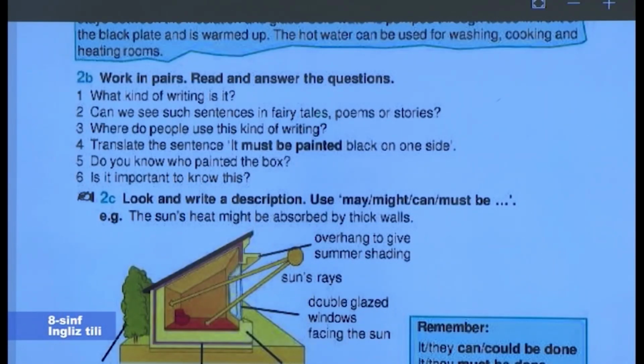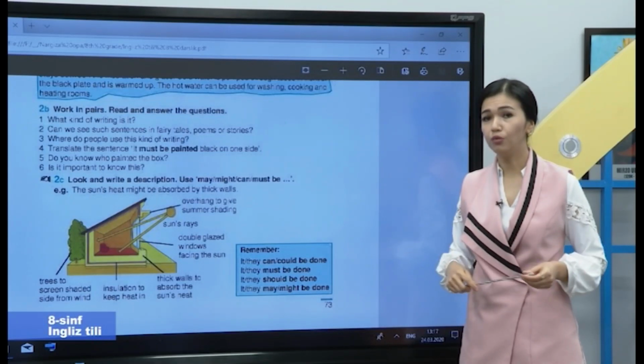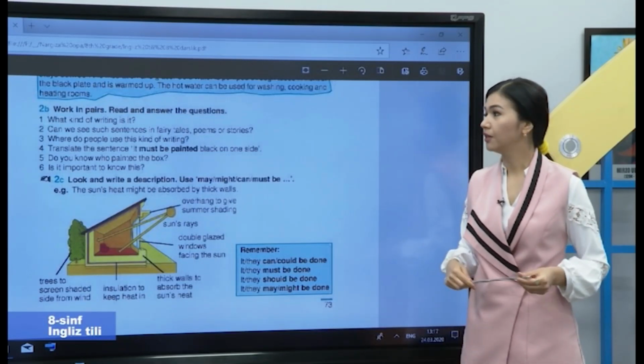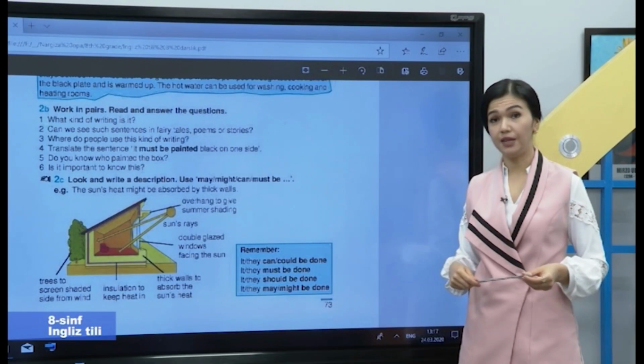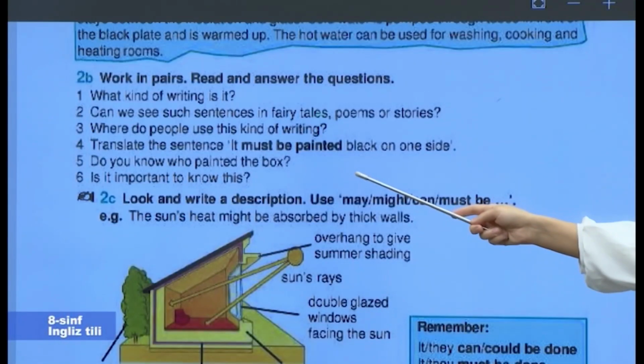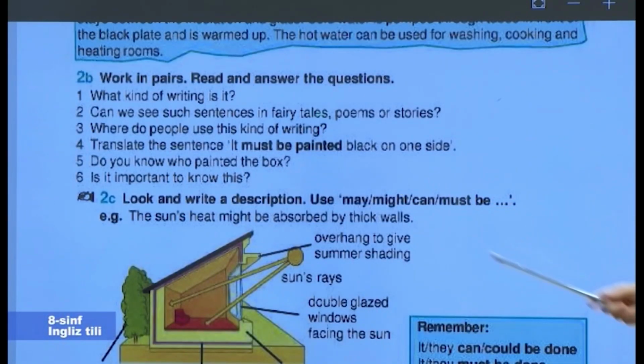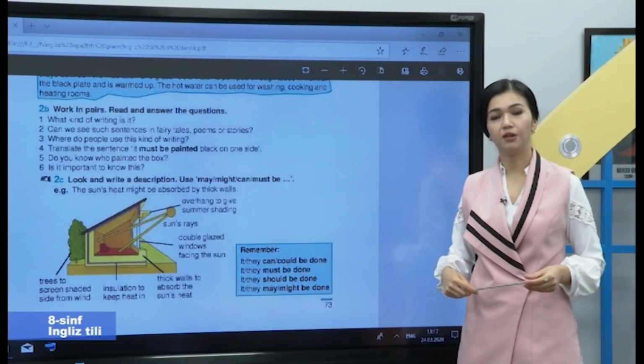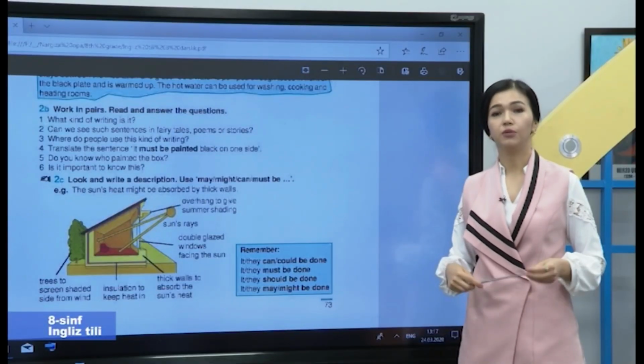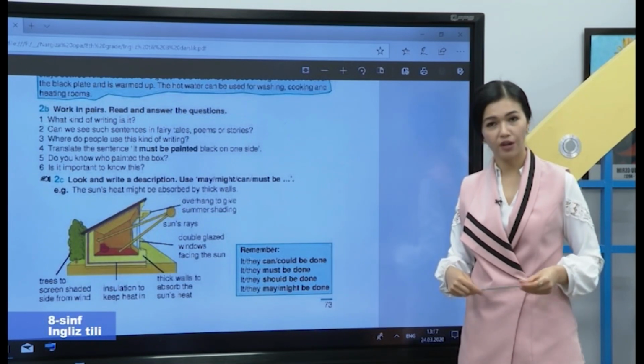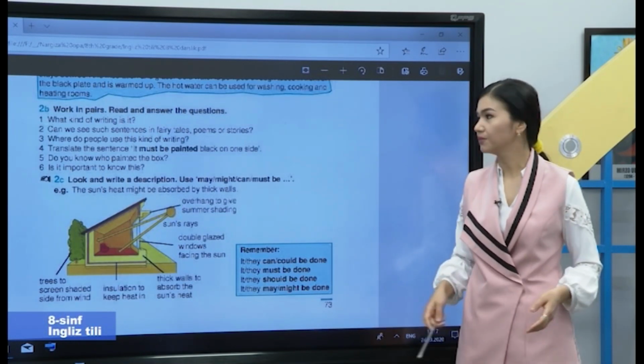Okay, the next task. Do you know who painted the box? Write down his or her name. Is it important to know this? If it is important, please write down yes, it is. If it's not, please write down no, it's not, and try to prove your answers.